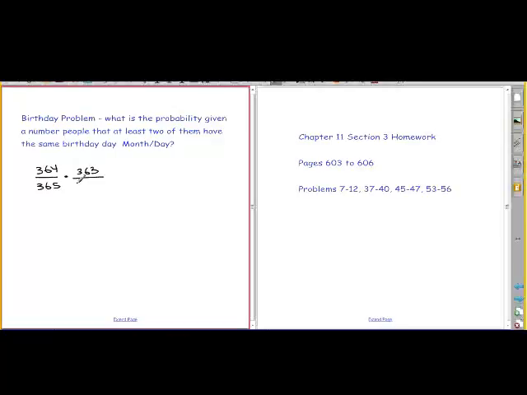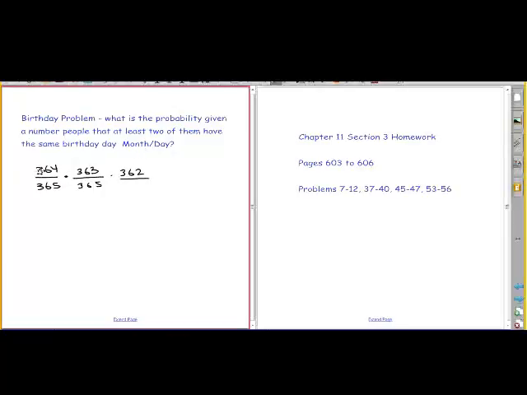Or is it 360? I can't remember whether it's 365 or 364. Let me think. It must be 365. Yeah, otherwise it just cancels out. So every time you add a person onto this, the numerator is going to be reduced by 1.